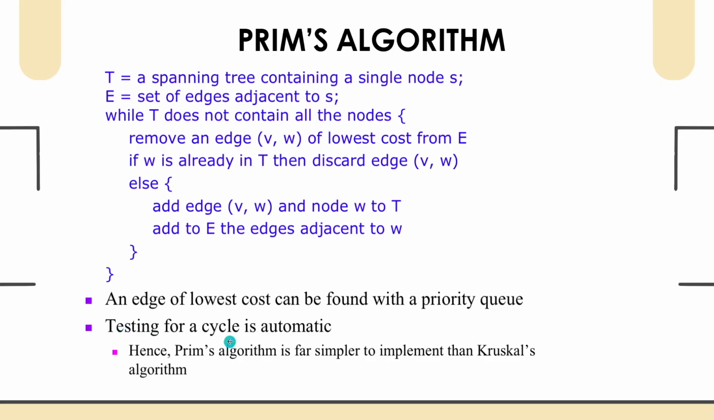So, testing for cycle is automatically done with the help of Prim's algorithm. When you compare the implementation aspects of Prim and Kruskal, Prim is relatively simpler than Kruskal's algorithm. Now, we will see with an example how Prim's algorithm actually works.